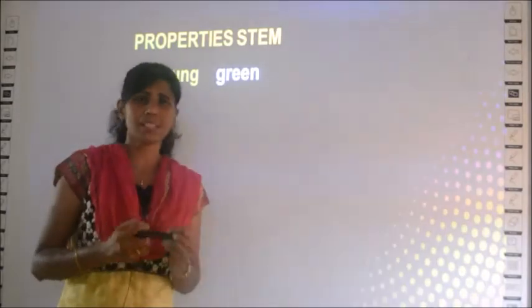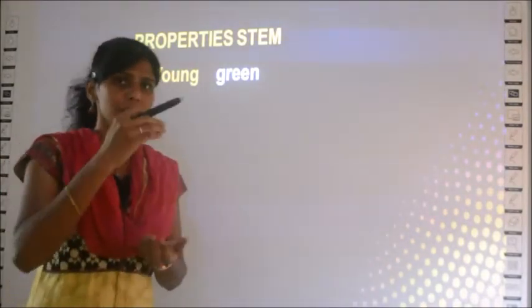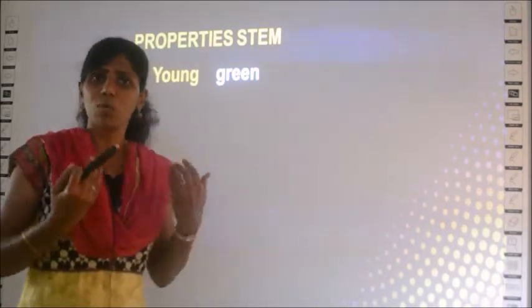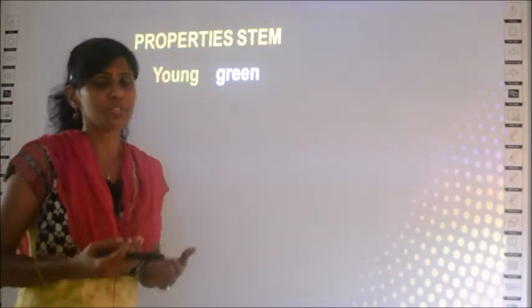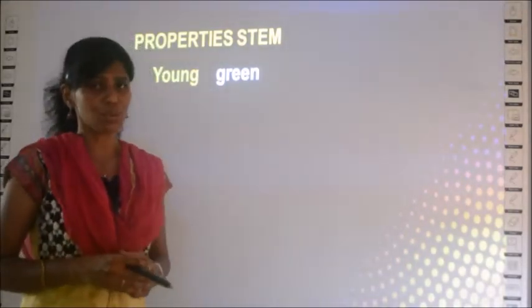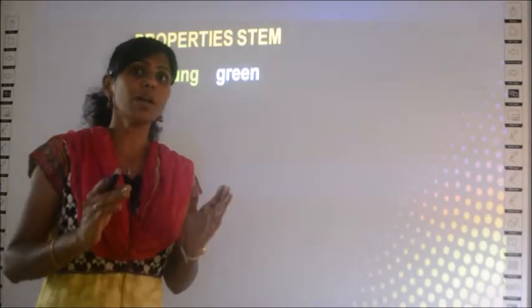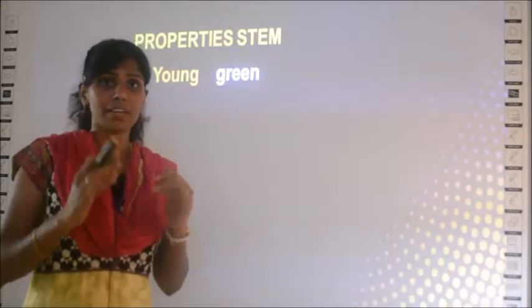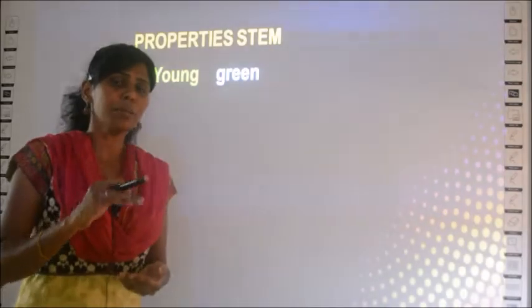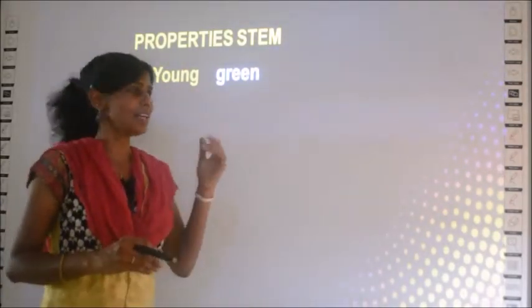Usually young stem. If you take a small plant, when it germinates, when it grows to this size, what color is it? Whether it is a tree or a bush or a herb, whatever it is, the color of the stem is usually green, right? They are not brown. Usually if you see a big tree, it is brown and woody, right? Whereas in a young stem, which is a small plant, the stem's color is always green.